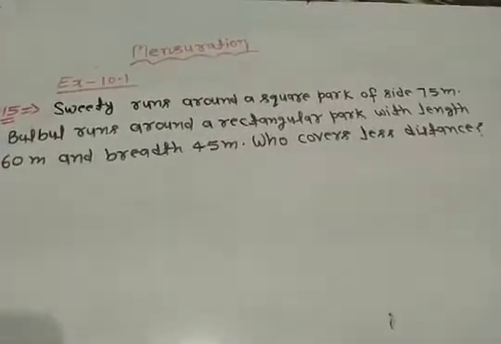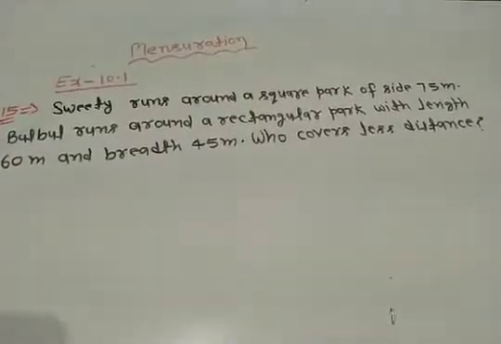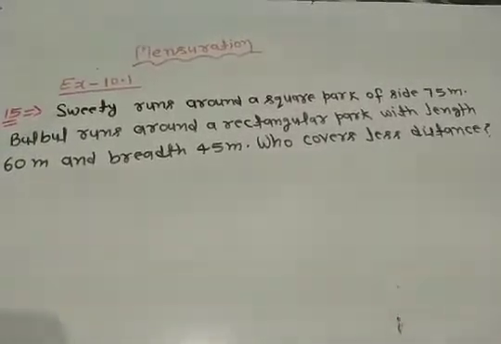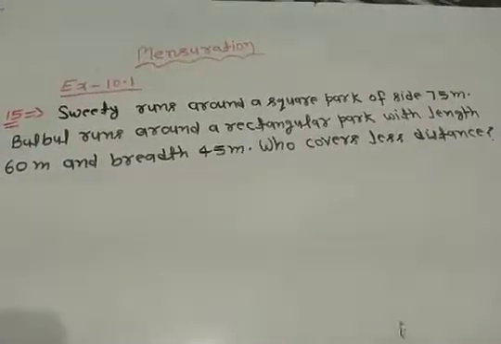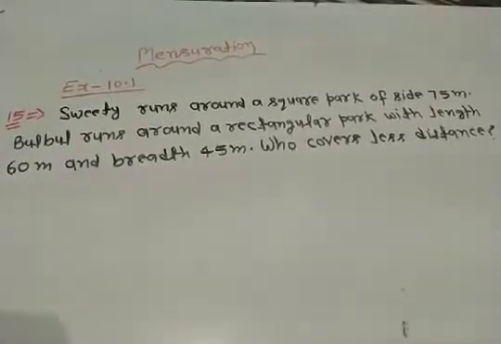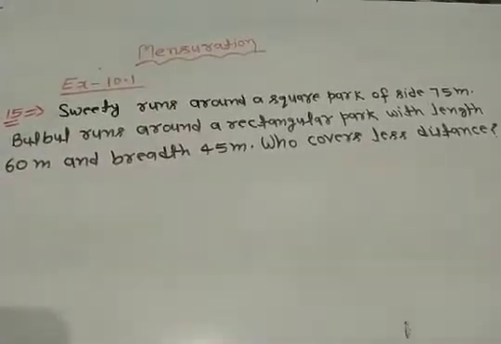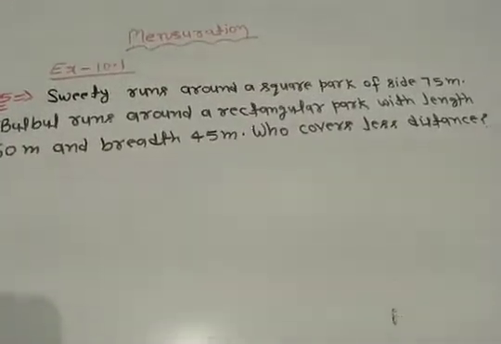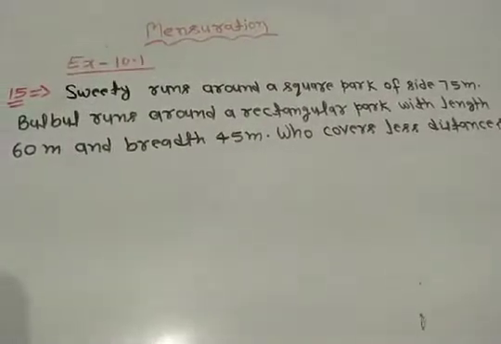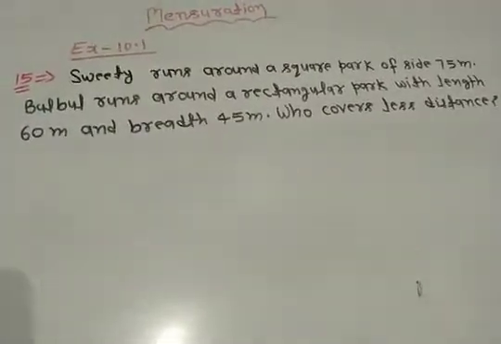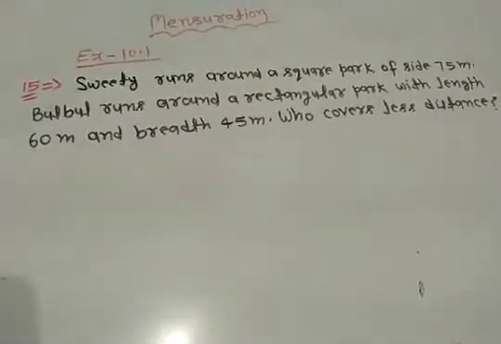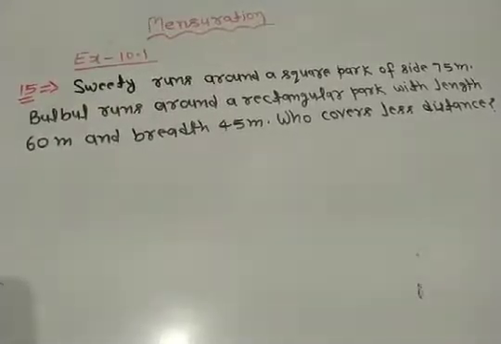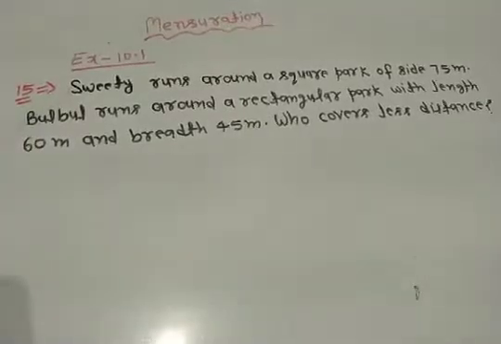Sweety runs around a square park of side 75 meters. Bulbul runs around a rectangular park with length 60 meters and breadth 45 meters. Who covers less distance? So first we find the perimeter of the square park and the rectangular park. The perimeter of the square park is the distance covered by Sweety, and the perimeter of the rectangular park is the distance covered by Bulbul.